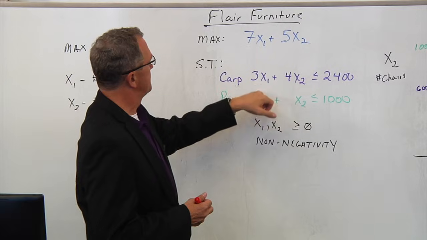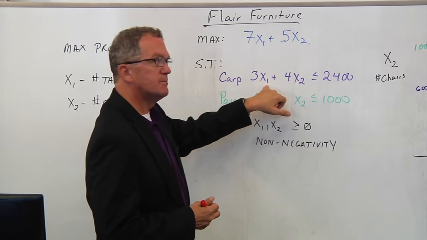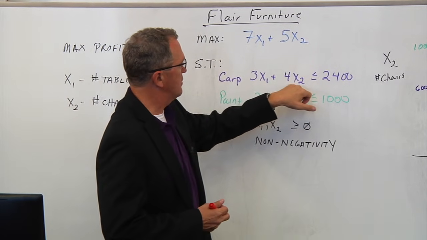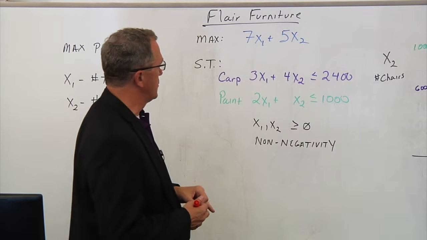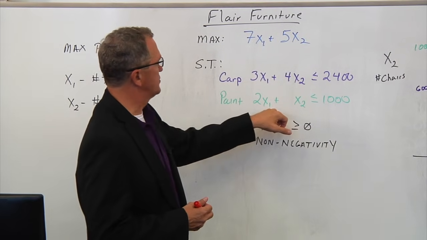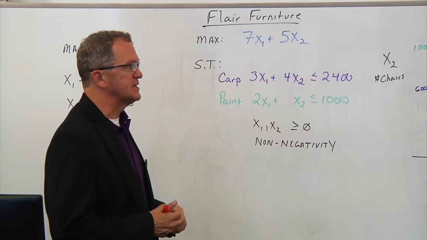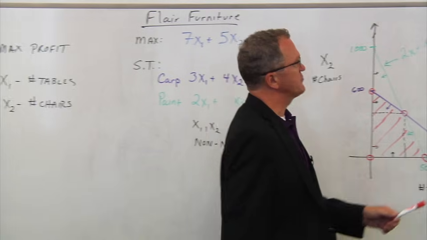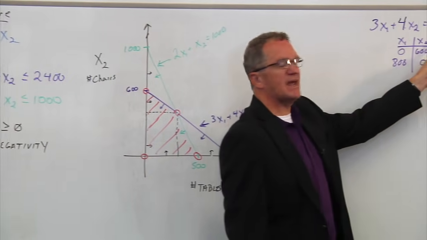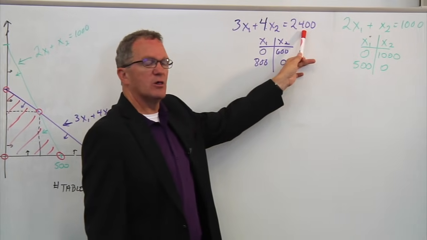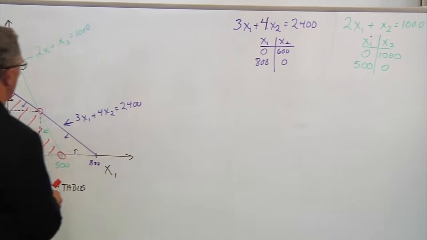For carpentry, it took 3 hours to make a table, 4 hours to make a chair, and we had 2,400 available. Paint, 2 hours to paint a table, 1 hour to paint a chair, and we had 1,000 available, and we had non-negativity. We went through and graphed. We were going to graph it at the extent, making sure we used all of our constraint, and that's what we graphed.